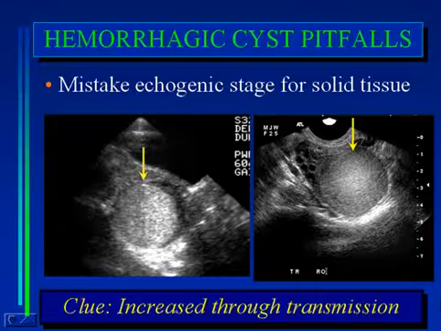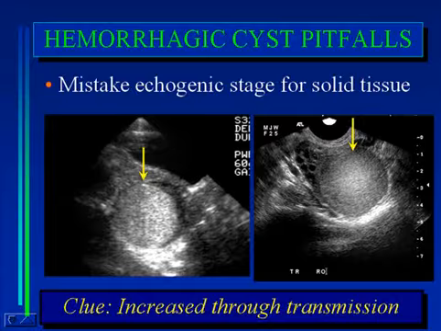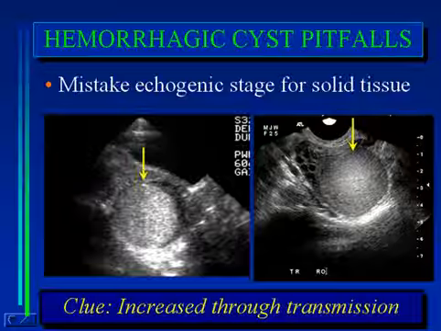Yes, it is true that the cystic component of a dermoid could have increased through transmission, but that through transmission shouldn't be right posterior to the echogenic mass. So if you have an echogenic mass, you're thinking dermoid, but you see increased through transmission, you should take a step back and ask yourself the question, could this be a hemorrhagic ovarian cyst? And if the answer is yes to that question, a 6-week follow-up ultrasound should be performed.